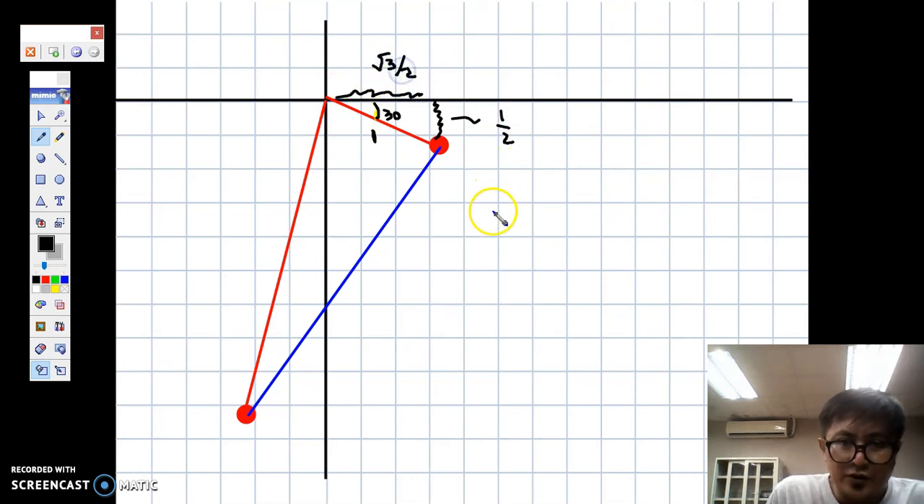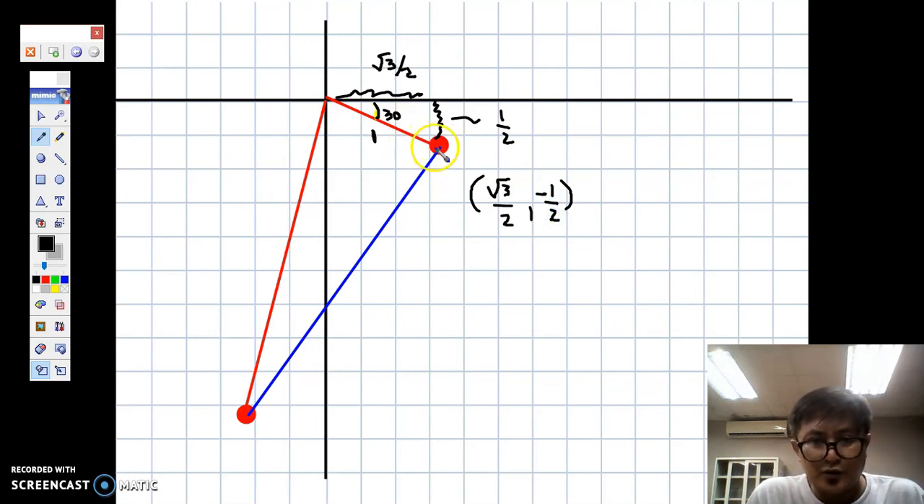Of course, the coordinates of the point in the fourth quadrant would be positive square root of 3/2 and negative 1/2. Negative because we are in the fourth quadrant for this point.